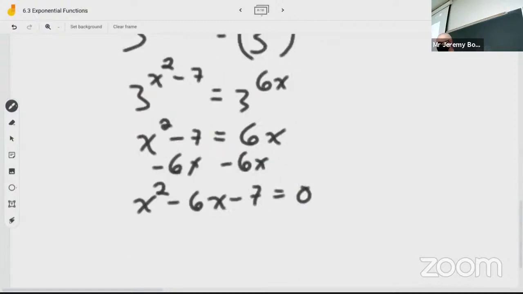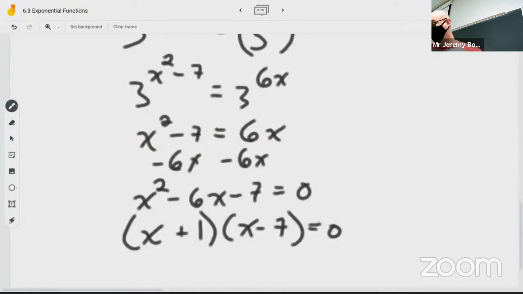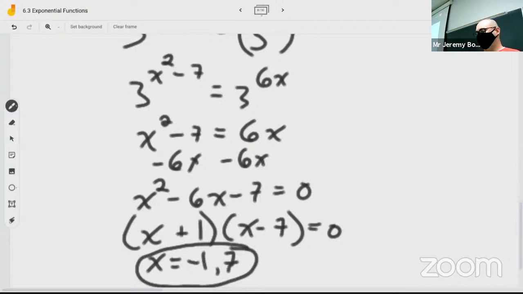So this could be x plus 1 times x minus 7. If it didn't factor, we could use the quadratic formula. I mean, you can use the quadratic formula here even if you wanted to. And so this is going to give us x is equal to -1 and positive 7. So we're going to have two solutions for that exponential equation.